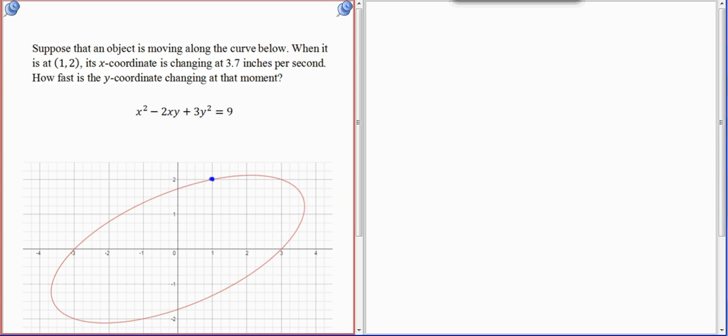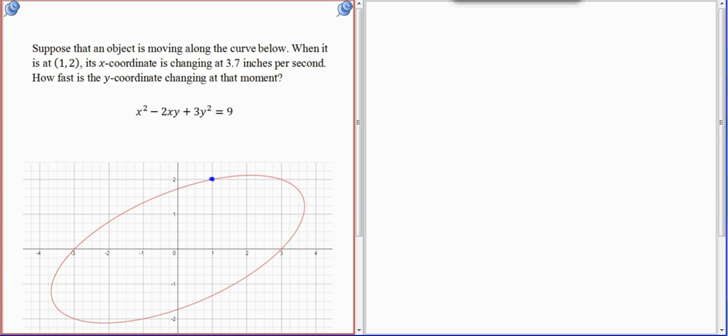Now, if you know the curve, that would be great. But if you don't know the curve, and if you don't have any graphing device to graph it out, that doesn't mean that we cannot engage this problem. Let's take a look at this problem one more time.